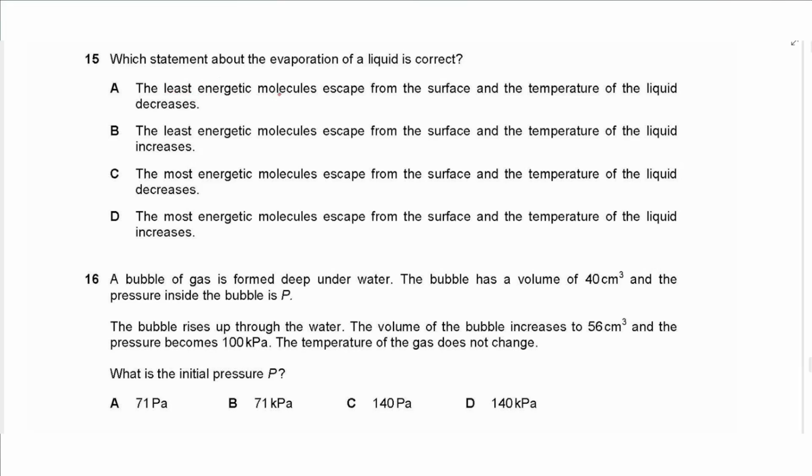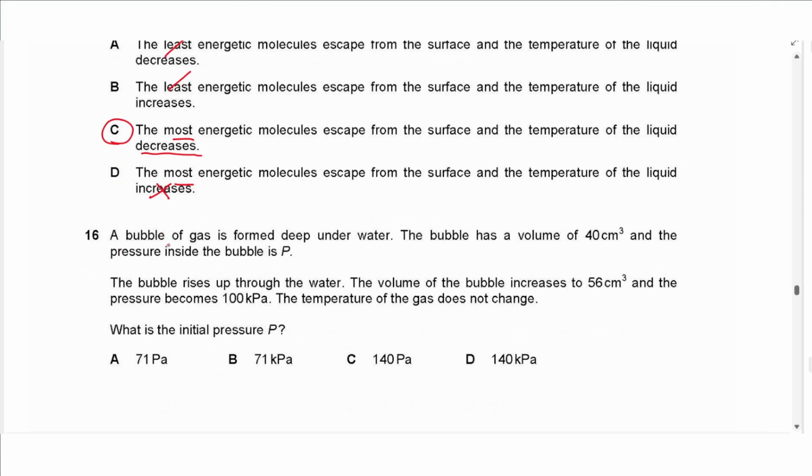Question 15 says which statement about the evaporation of a liquid is correct? The least energetic molecules escape. No, not the least. It is the most energetic molecules. Escape from the surface and the temperature of the liquid decreases. Escape from the surface and the temperature of the liquid increases. Not increases, it decreases, because evaporation causes a cooling effect. So the answer here is C.